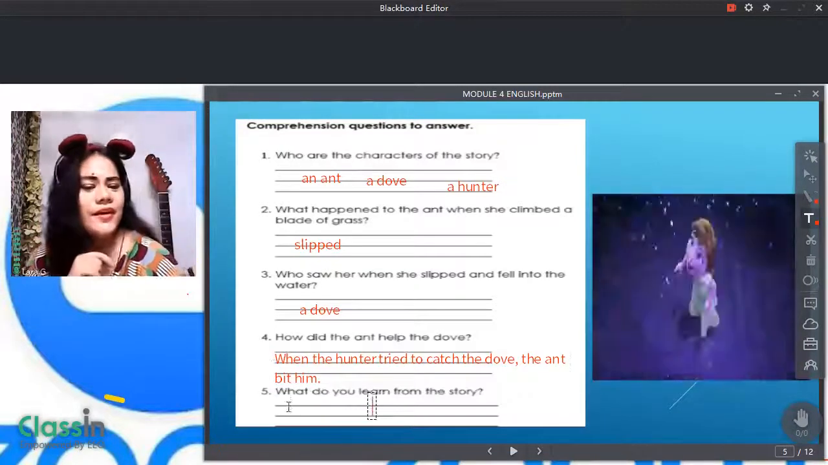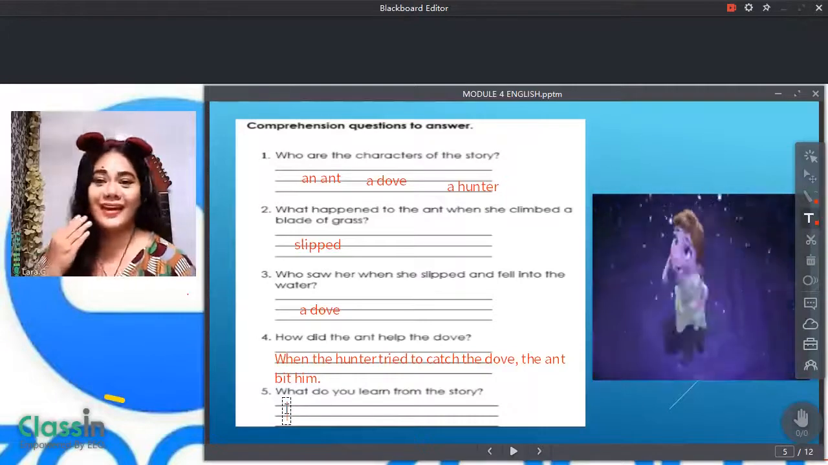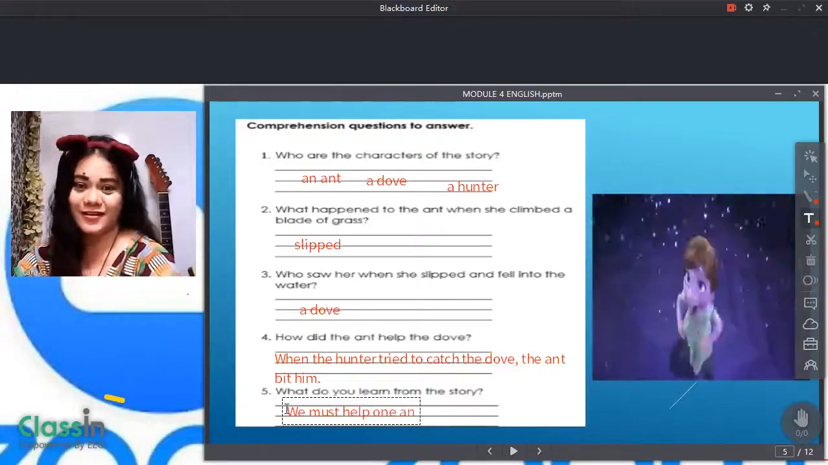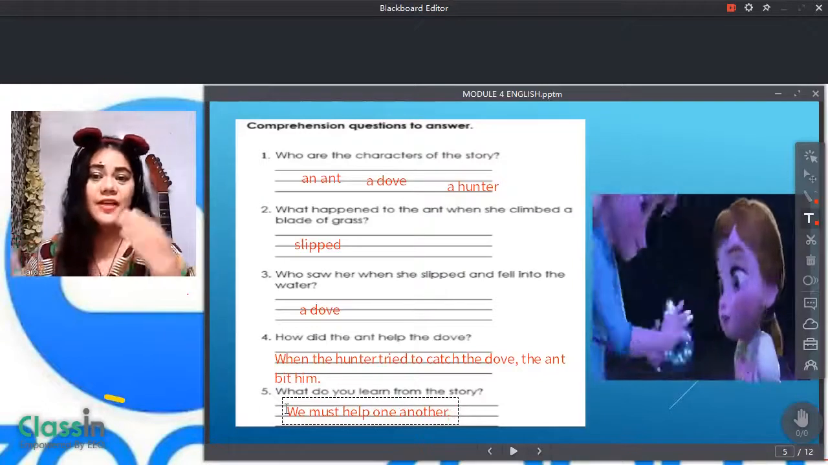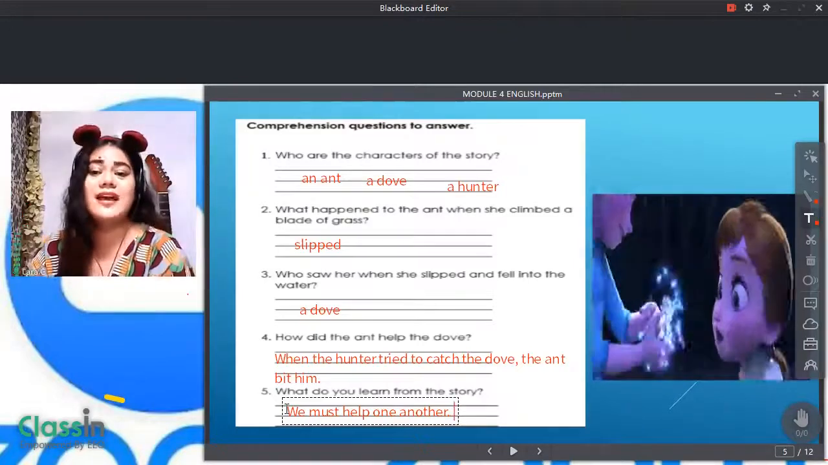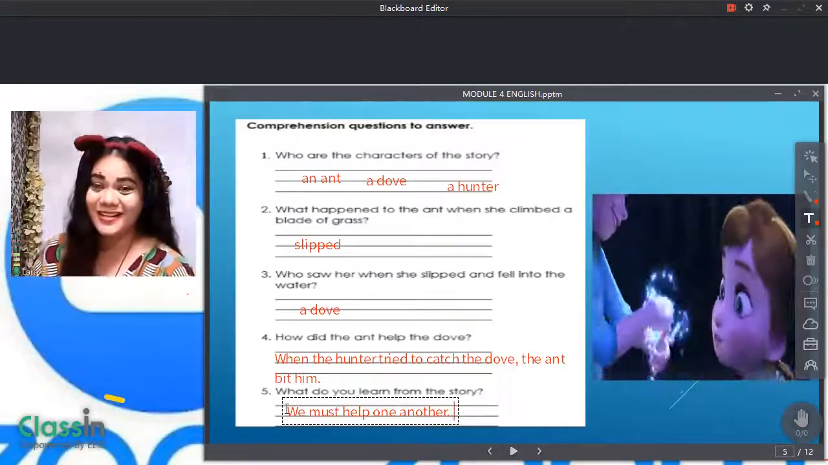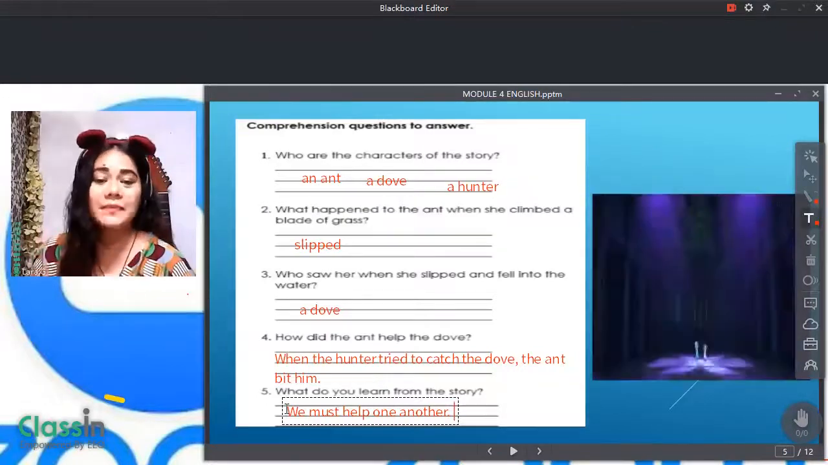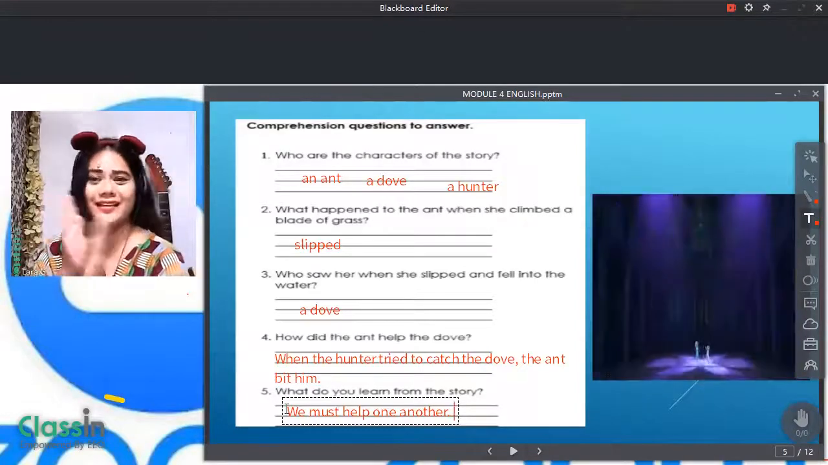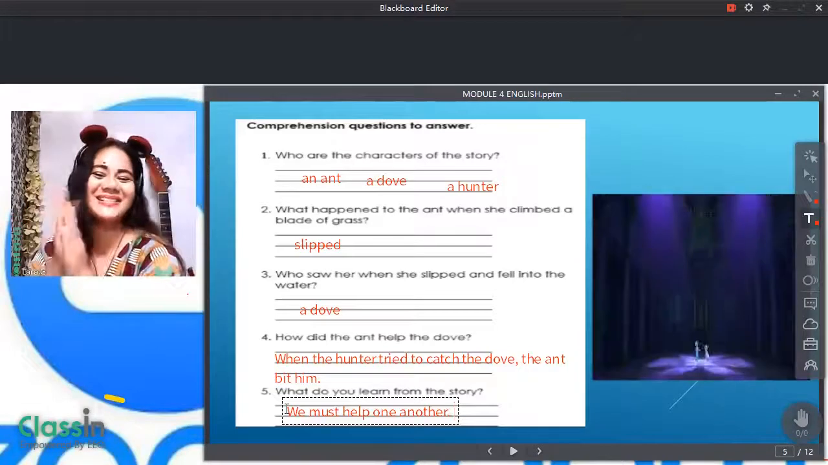What do you learn from the story? Okay. We must help one another. If somebody needs our help, then we should help them. Because you do not know when it is the time that you will also need help. And then someone will also help you in return. So that is what helping each other is all about. Yay! It's a nice story. I like it. What about you? Do you like it? You do? Wow, that's awesome.